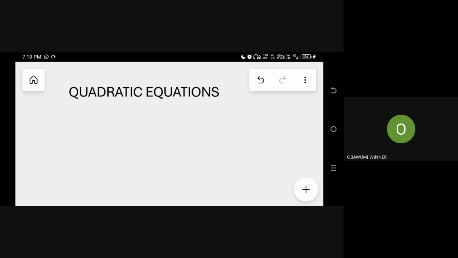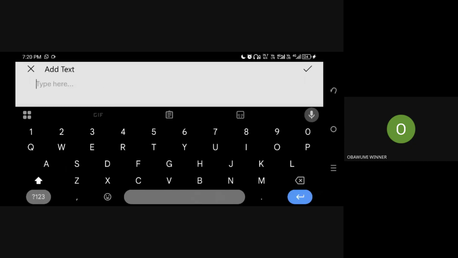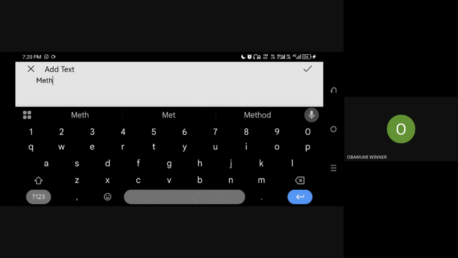All right. So the topic is quadratic equations, and there are several methods of solving quadratic equations. However, we shall concentrate on one particular method today, which is the formula method. But there are several methods of solving quadratic equations, as you must be well aware. So, methods of solving.